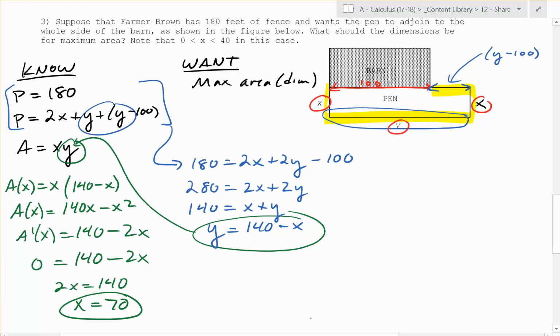So this is where we have to pause for a second because we have to go back and look up here. It says note that x has to be between 0 and 40 in this case. And why is that? Well, if x was any bigger than 40, you run out of fencing. You don't have enough fencing to do this.